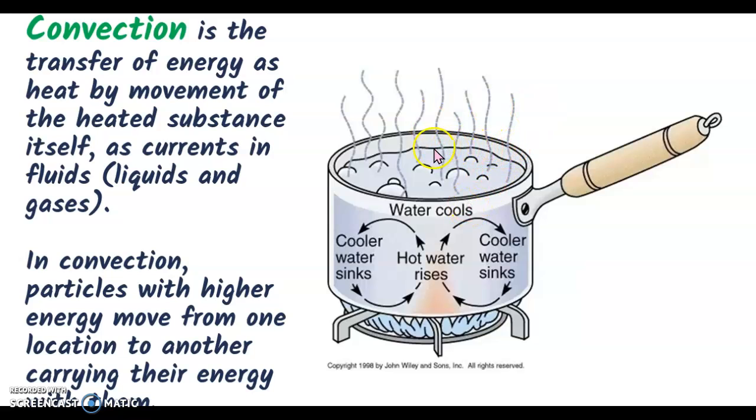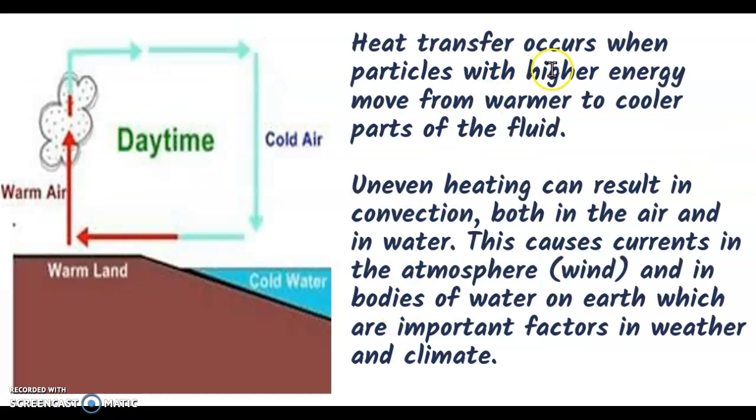So the tendency of that water is to sink again because it's cooler. Cooler air has more density than warm air. So there will be this circular movement: warm air rises, cool air sinks. Heat transfer occurs when particles with higher energy move from warmer to cooler parts of the fluid. So uneven heating can result in convection, both in the air and in water.